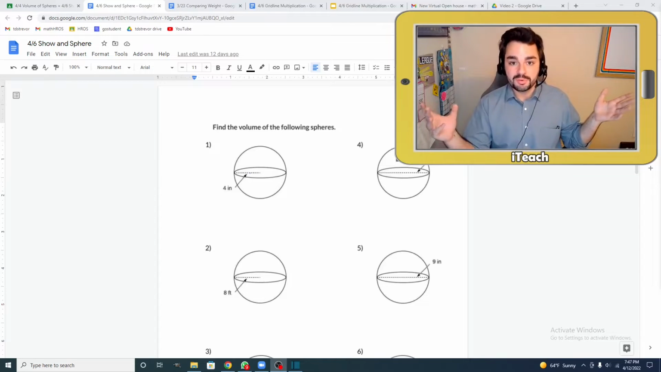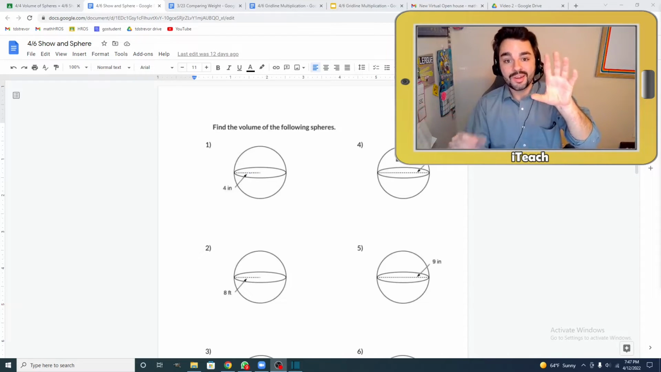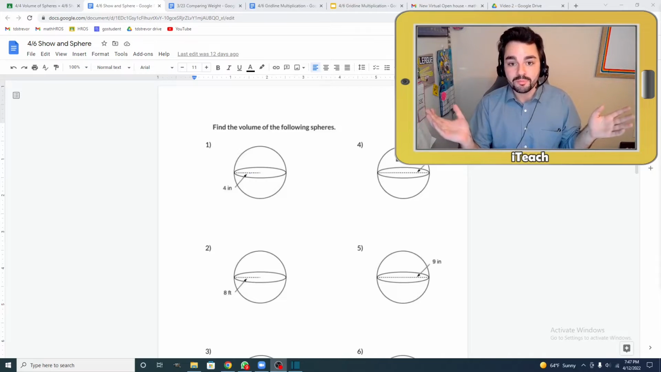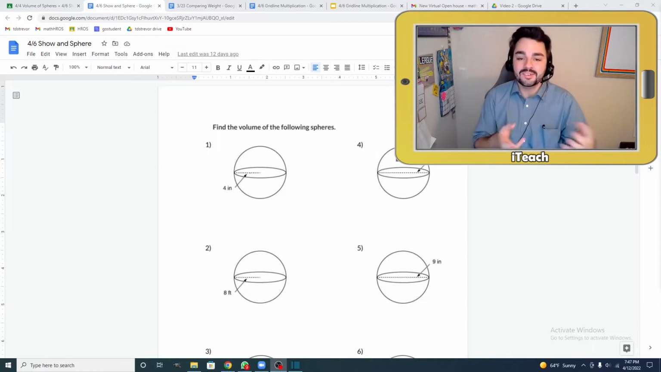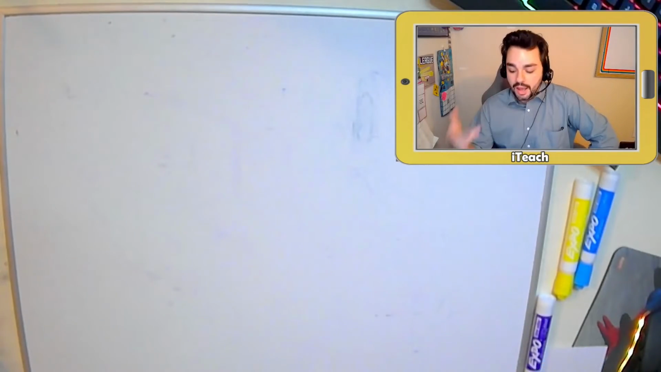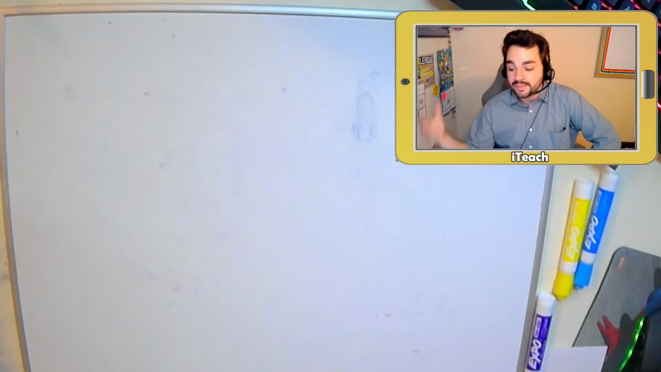Now, they didn't have to be perfect circles. I had a ball of yarn and a tennis ball. Not perfect by any means, but it's real life application that the kids are seeing right in front of their eyes. Now, I think we've done really good so far. I think we've done great.